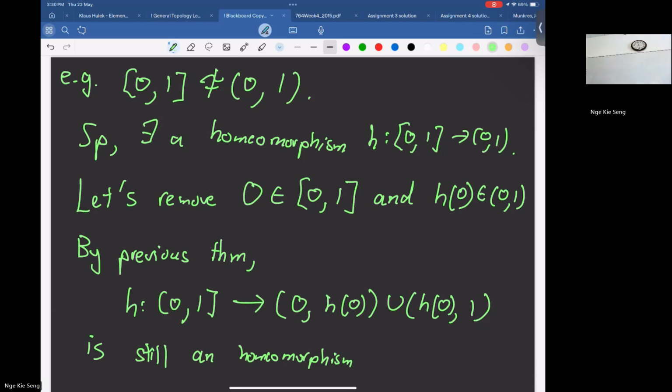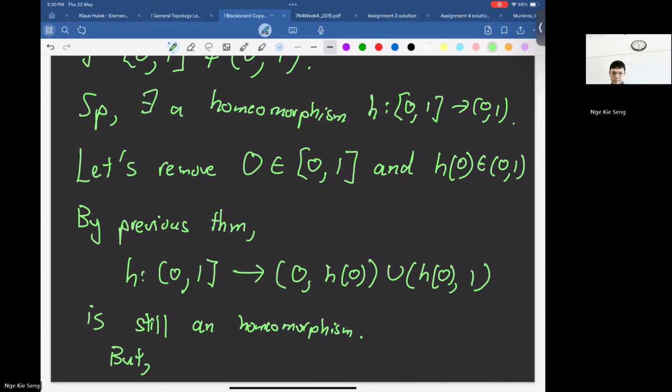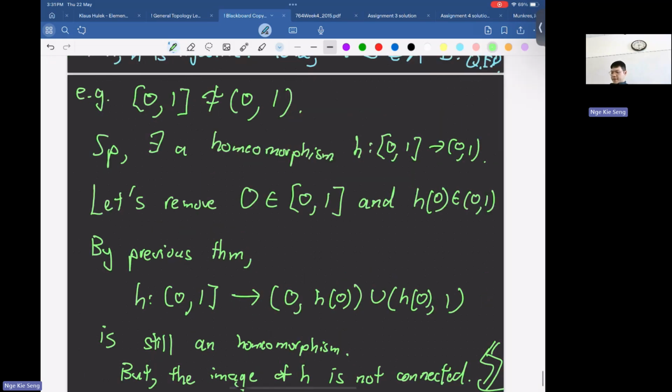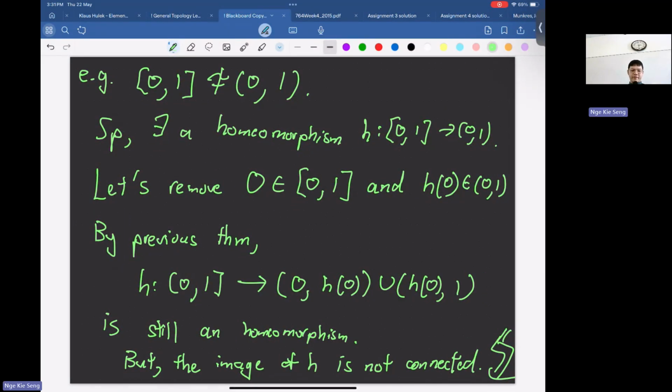So what's the problem here, if this is still a homeomorphism? What happened to this image? It splits. Split means what? Not connected. But H is a homeomorphism, so it's continuous. The domain is connected, and the continuous image of a connected domain should be connected. But now you have a separation already, so the image of H is not connected. Contradiction here. So a closed interval and an open interval are never homeomorphic.